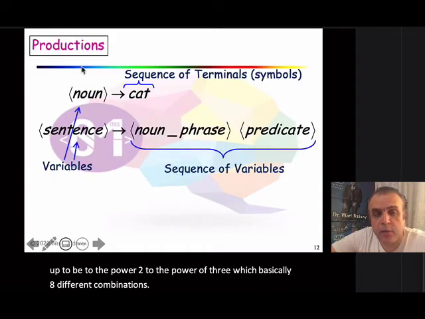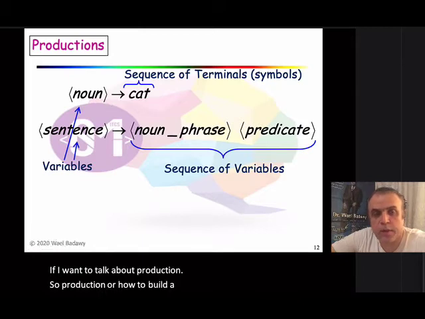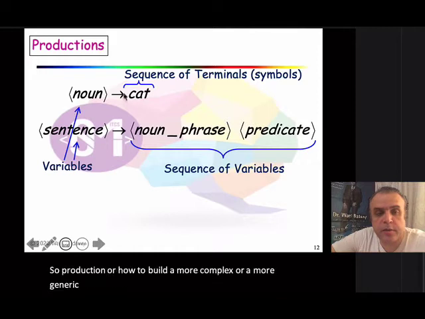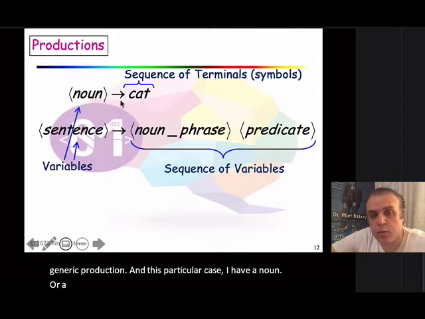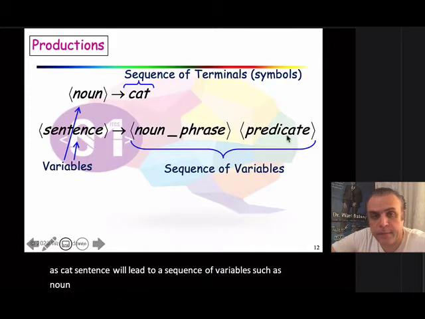If I want to talk about production, or how to build a more complex or more generic production, in this particular case, I have a noun or a sentence. A noun will lead to a terminal such as cat. A sentence will lead to a sequence of variables such as noun phrase and predicate. And in this case, I can make it recursive, so the noun phrase can also be a sentence, and then it can be replicated.